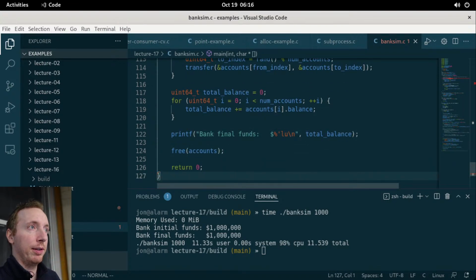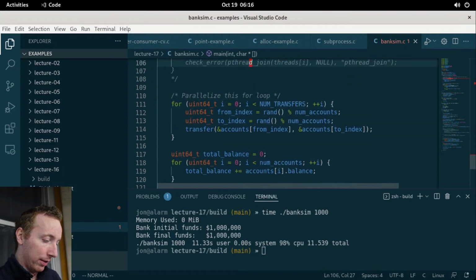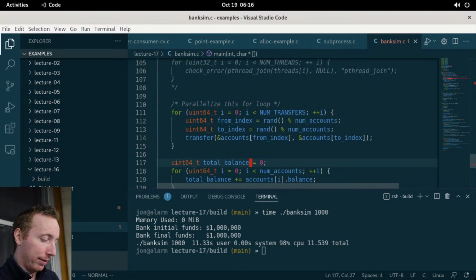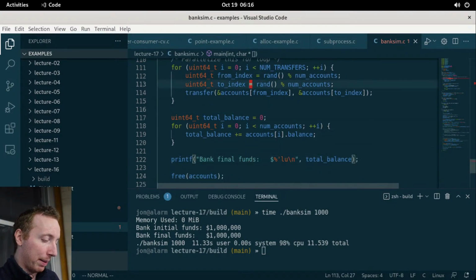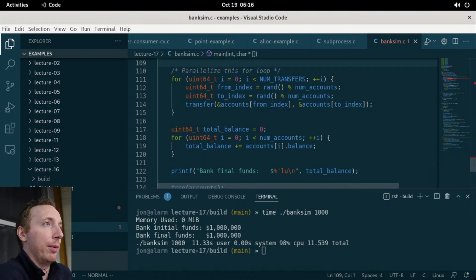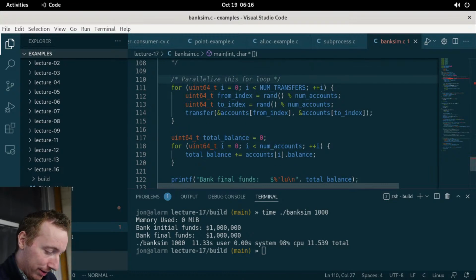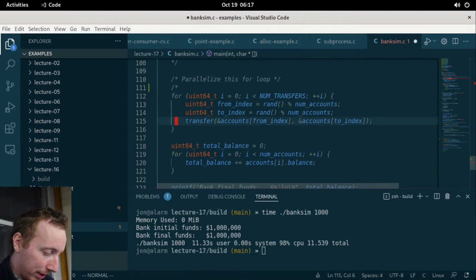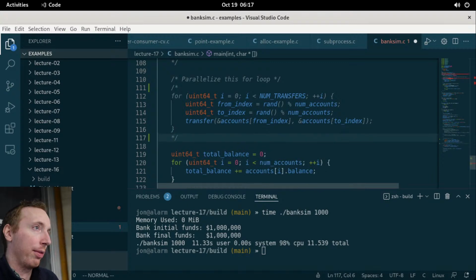Make sense to everyone? Okay, so if I want to parallelize this loop and make my bank run faster, what should I do? Threads. Yes. Okay, so I want to parallelize this loop. I'll comment it out. So we want to make threads. Would it make sense to make processes instead of threads? Why?